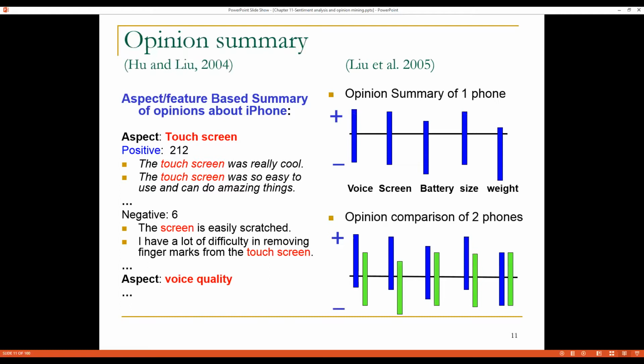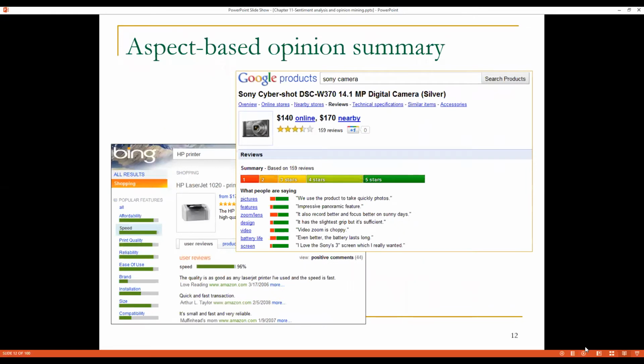The touchscreen was really cool, and the touchscreen was so amazing to use and can do amazing things. It was much more positive than it was negative. It shows there that it had 6 negative statements or opinions. So here's a couple of examples of aspect-based opinion summary.